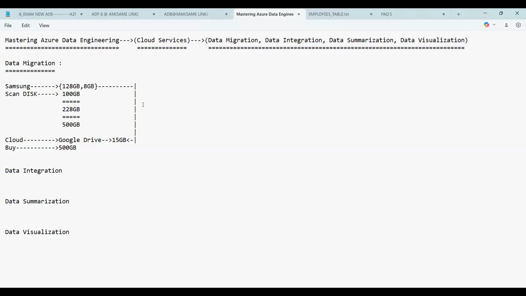So this kind of switching the data storage from your mobile phone's local storage to Google Drive is called what, guys? Data migration. That is called what? Moving of the data from the on-premises environment. This is called what, guys? On-premises.